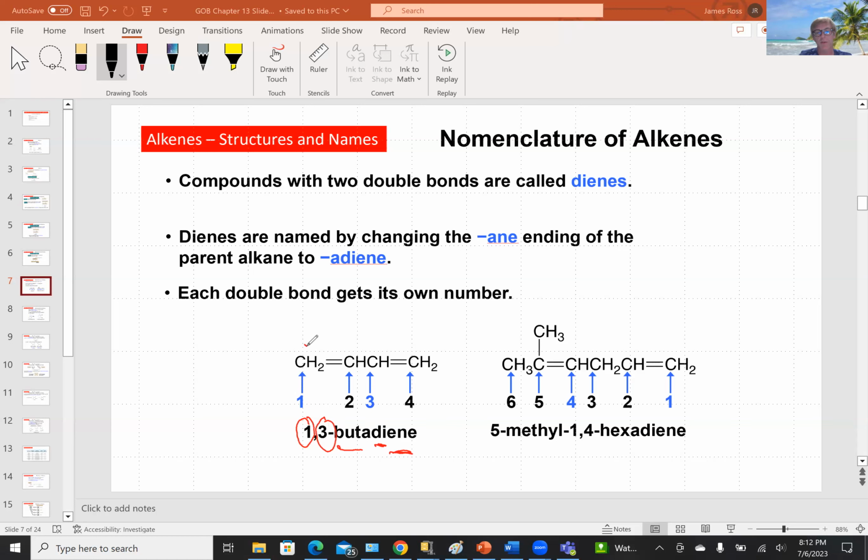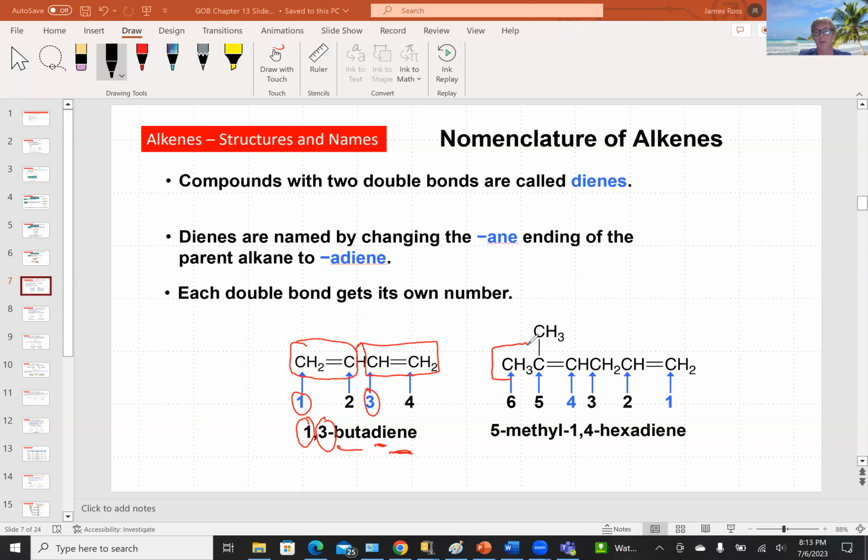We're always going to have 2 numbers for a double bond. We only have to cite the lower of the 2. In this case, we cite 1 and 3. We don't need to cite 2 and 4. It's assumed that 1 leads to 2 and 3 leads to 4. So we have 1,3-butadiene for that structure.